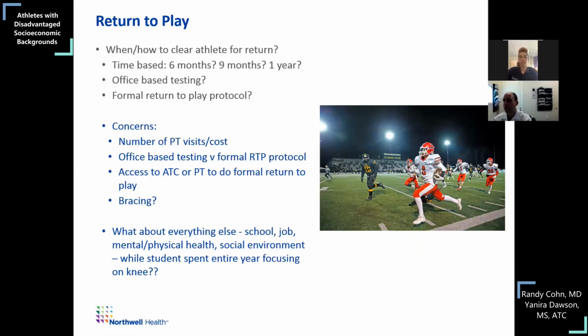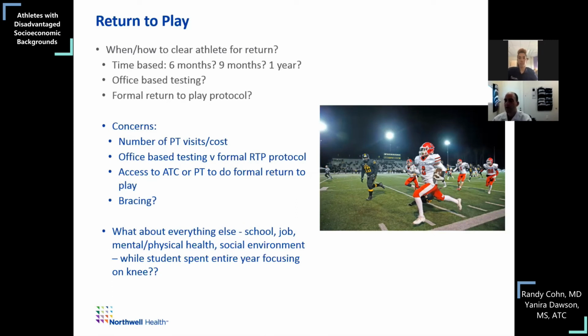At some point, do they have to be discharged because of the number of visits their insurance company allows and rely on a home exercise program? When that patient comes back to the office, can they even get cleared by doing a formal return to play? Are there benefits that will cover that? Are we going to use an ACL brace? Is that something that insurance will cover?